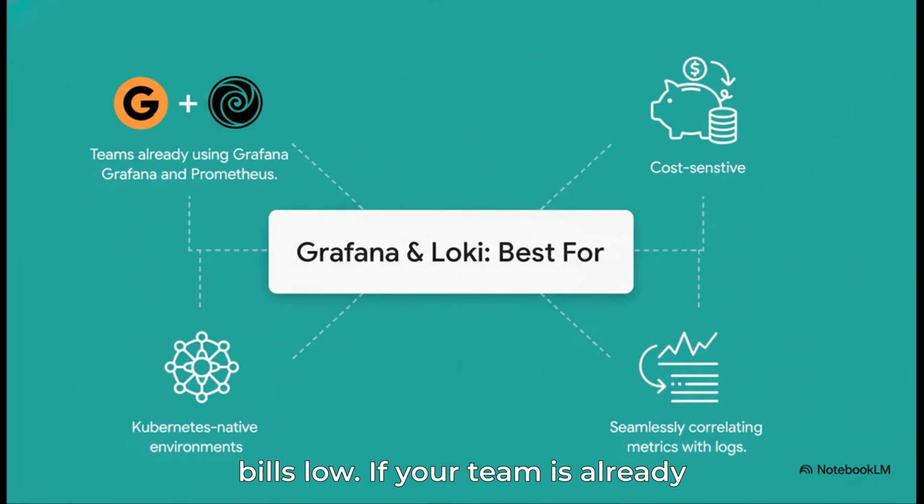If your team is already living and breathing in Grafana for all your metrics, then Loki just feels right. It's a natural fit. It uses the exact same labeling model as Prometheus, which makes jumping from a spike on a graph to the exact logs that caused it feel like magic. For any team that's running on Kubernetes and watching their budget, Loki's architecture is a total game changer.